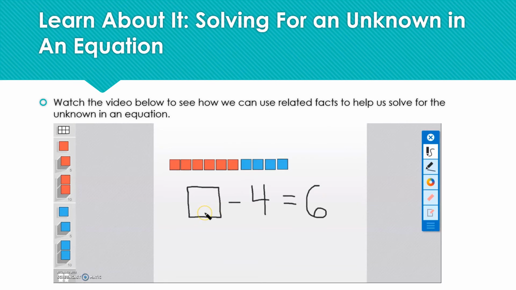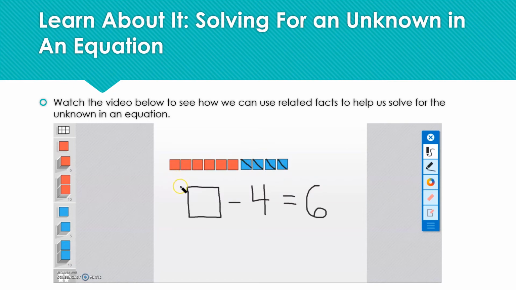We can use related facts as well as our pictures to help us solve for the unknown in different parts of our equation. Here's an example. We're trying to figure out something minus 4 equals 6. I know from my picture here that the 4 represents my blue counters. After I take those 4 away, I would be left with 6 red counters.